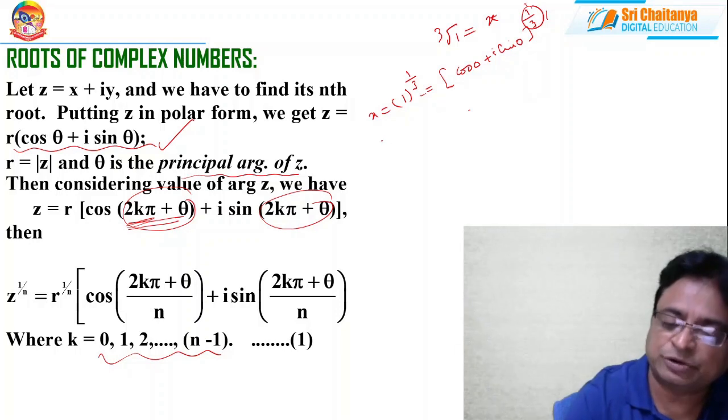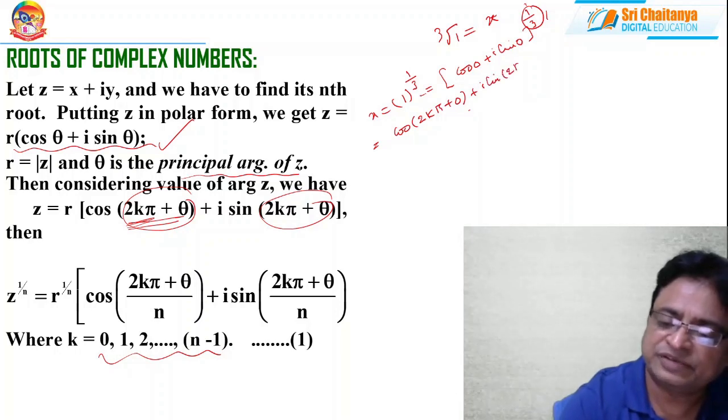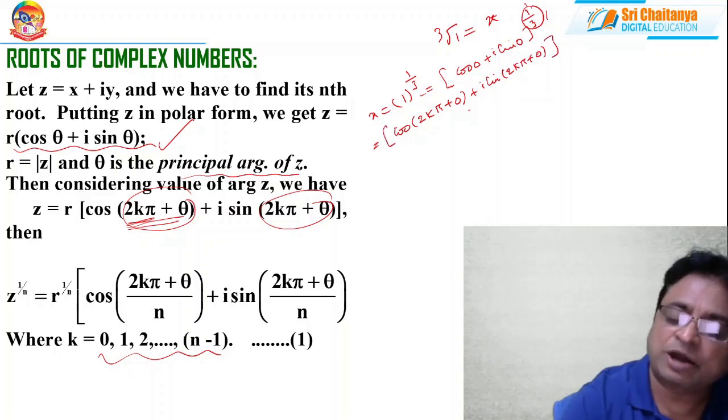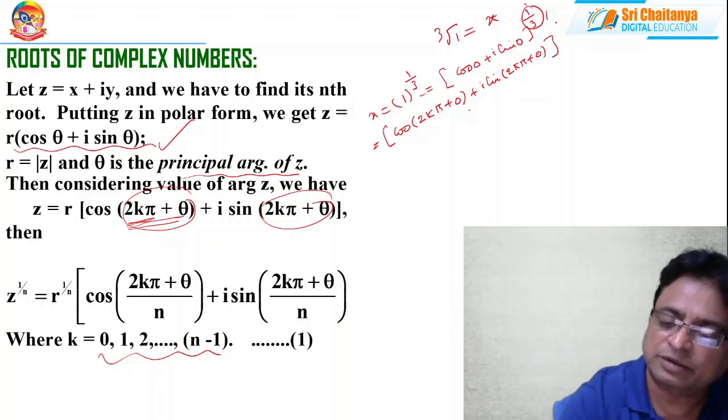How to extract those 3 roots? For that, I first add the general value, that is cos(2kπ + 0) + i sin(2kπ + 0). That is, I am adding the general value to the principal argument. And now you multiply 1/3 to the angle, giving cos(2kπ/3) + i sin(2kπ/3), where k is equal to 0, 1, 2.